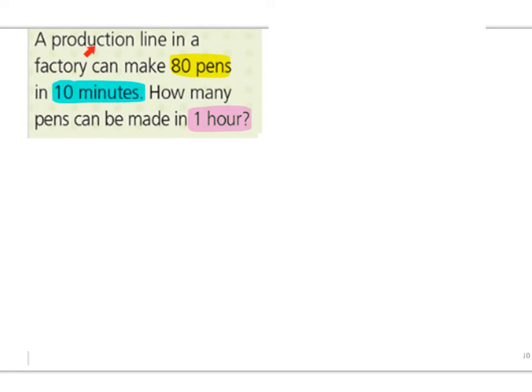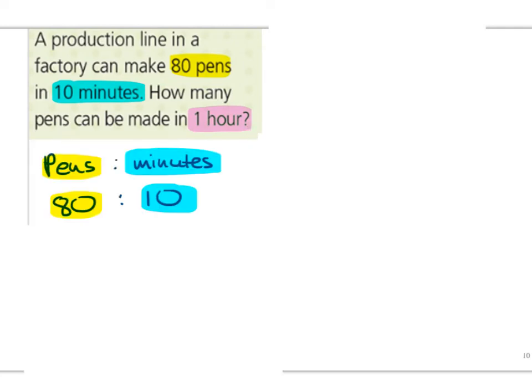A production line in a factory can make 80 pens in 10 minutes. How many pens can be made in 1 hour? So the ratio of pens to minutes is 80 to 10. So this was given in the question, so we know that 80 pens can be made in 10 minutes. But we want to know how many pens can be made in 1 hour.